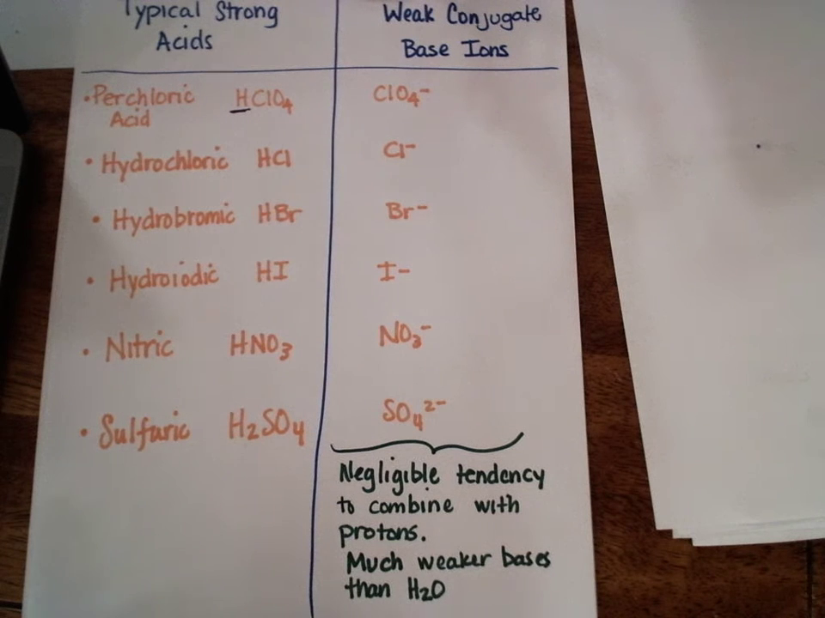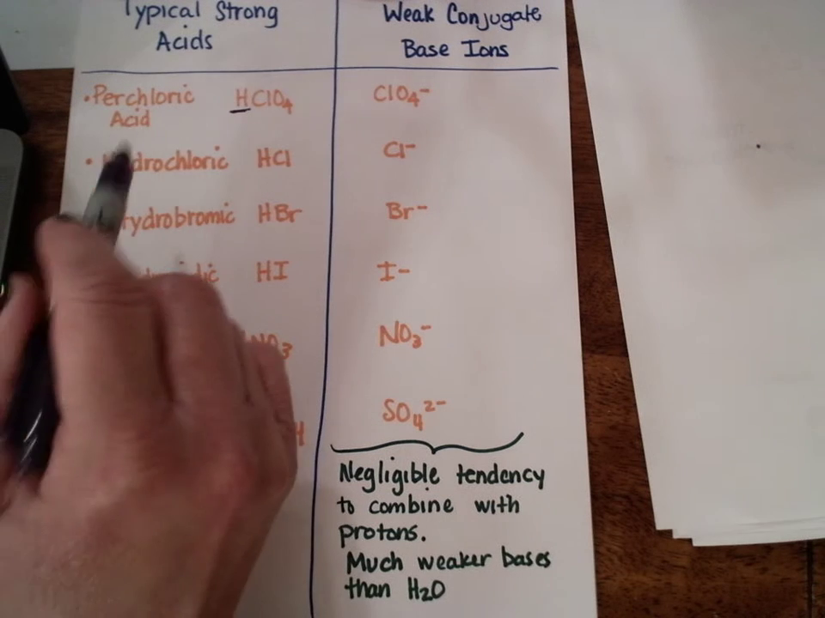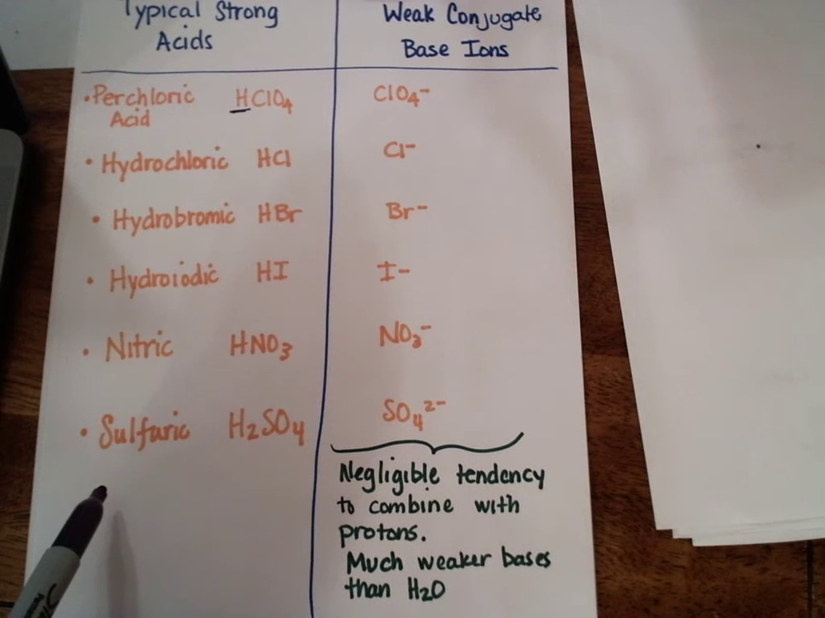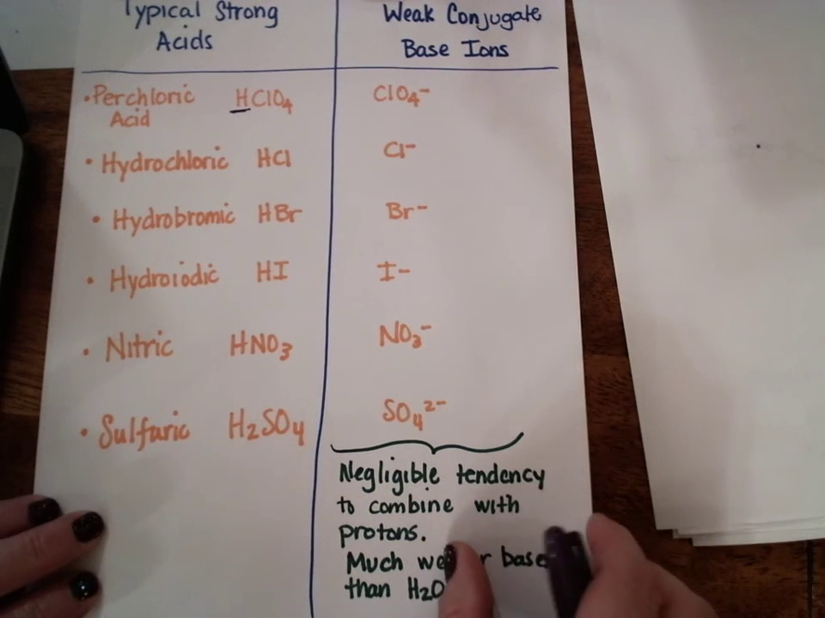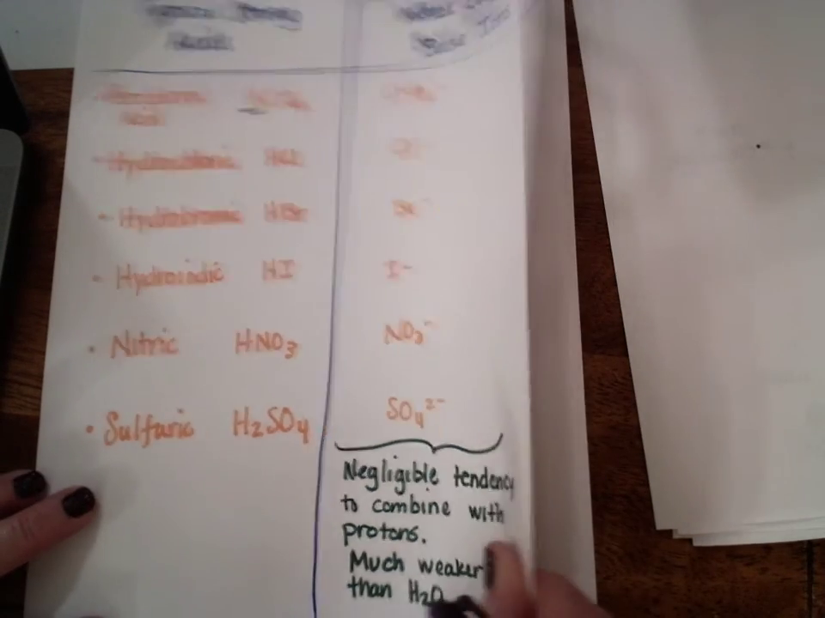When I look at those weak conjugate bases, they really have a very low likelihood of combining with protons because they're weak. They act as a much weaker base than the water they're in solution with. So they don't pick up the protons. The water does, forming hydronium ions. So it's really important that you remember your strong acids so that you can pick them out in an equation and you know what's going to happen on the other side of the equation when you look at your reactants versus your products.